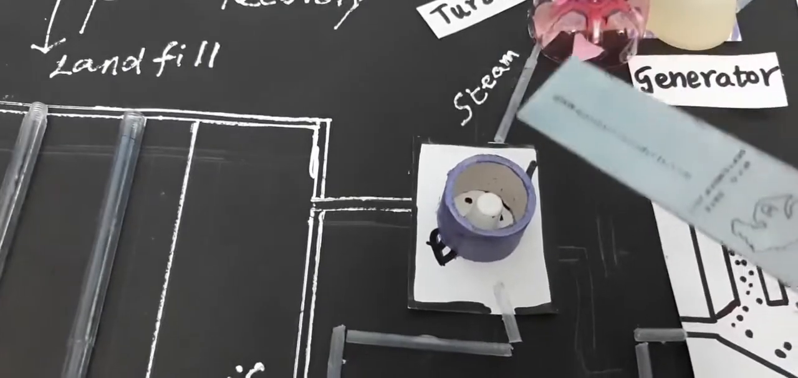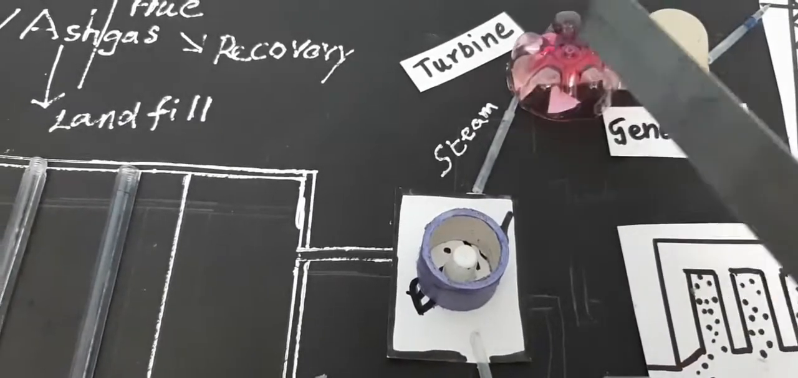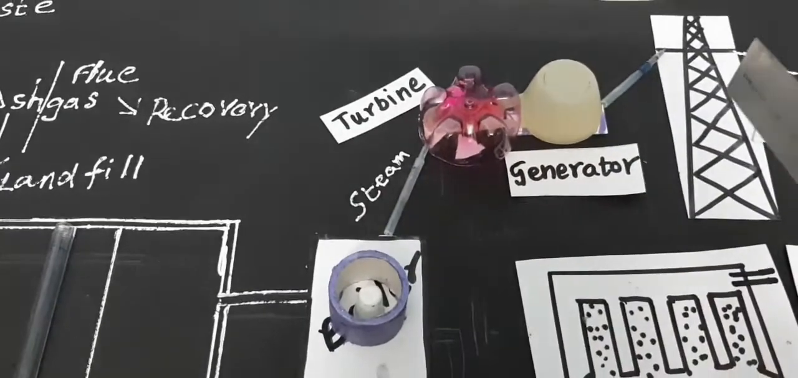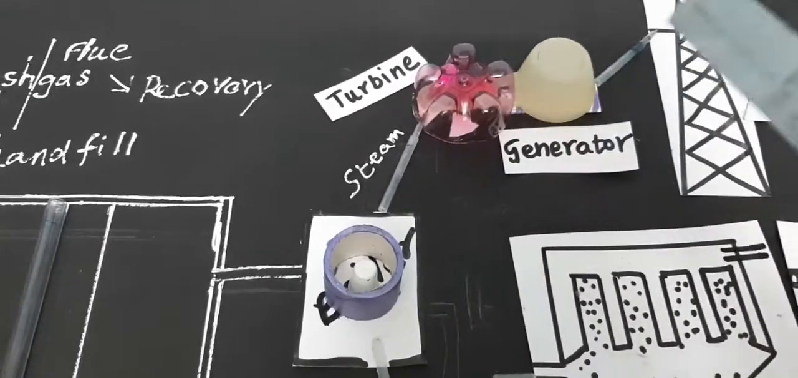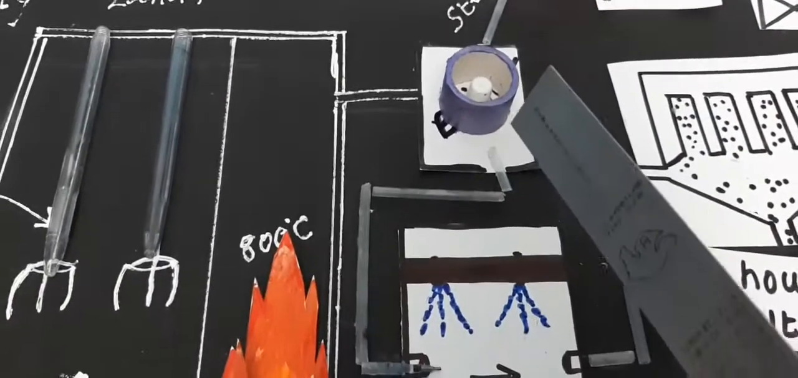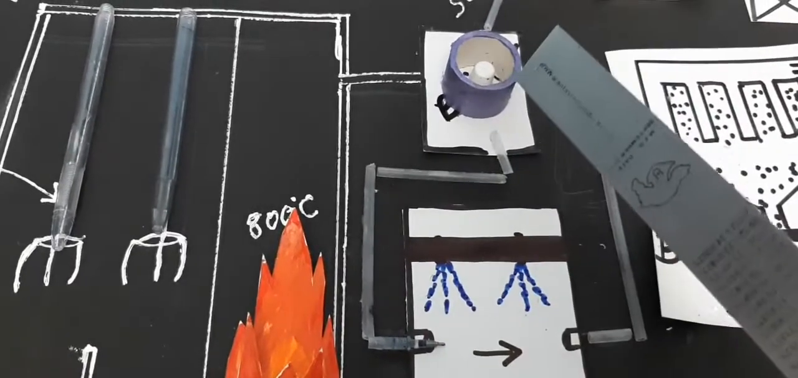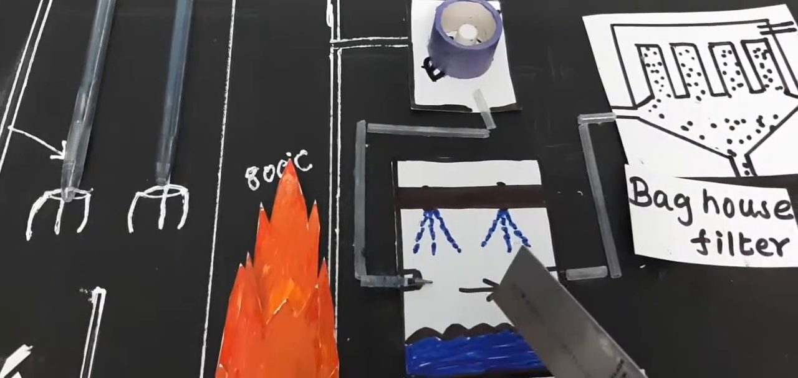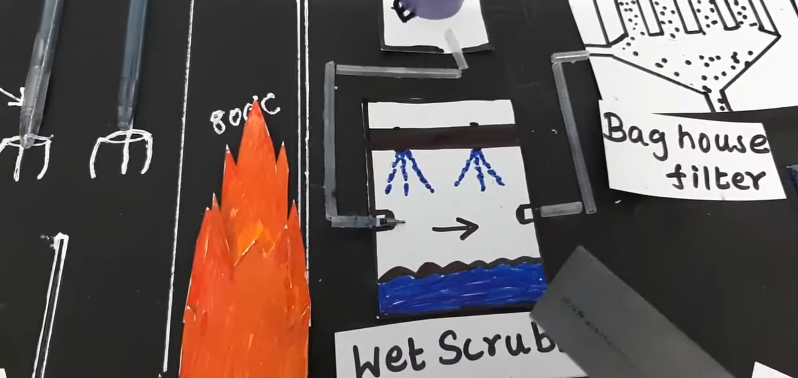The pressure of the steam is utilized to turn the turbines of the generator to produce electricity. So this is how the heat energy is recovered to produce electricity. Now the cool gas, after transferring the heat energy to the water present in the boiler, is passed on to the other stages for removal of the pollutants present in it.